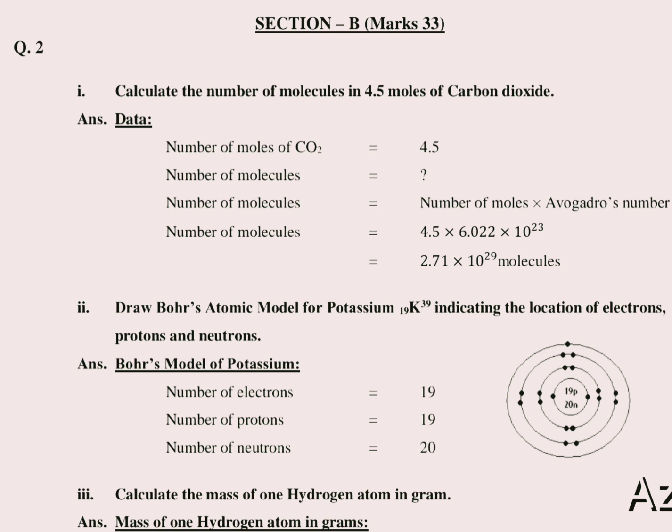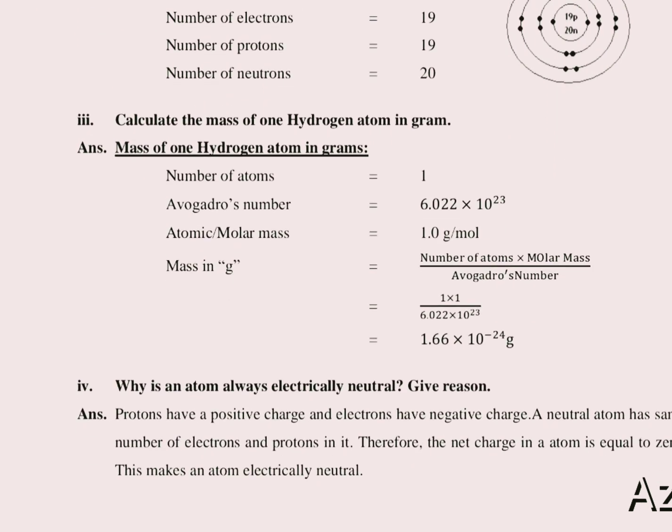Calculate the mass of one hydrogen atom in grams. Because we have to calculate in grams, and molar mass is always in grams per mole, you have to just adjust it here. For one hydrogen atom, the first thing you have to be very clear about is that if it were one hydrogen molecule, the molar mass would be 2. Now, since it is one hydrogen atom, the molar mass is 1.